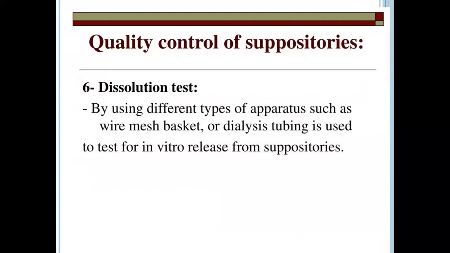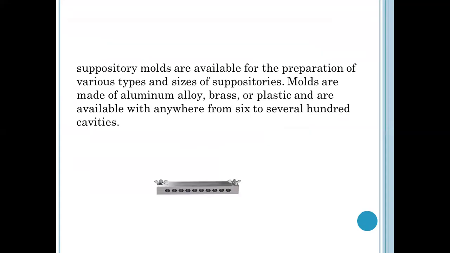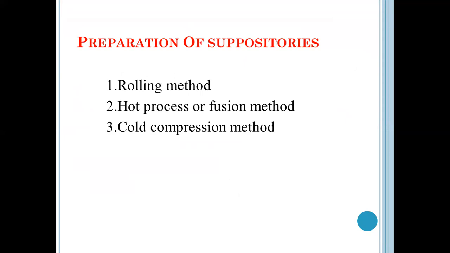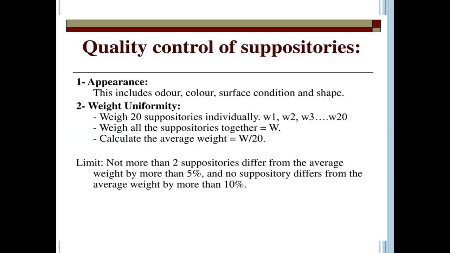Here we complete suppositories. In this chapter we discuss their definition, advantages, disadvantages, their types, where they get inserted from, and new trend of marketed preparations of suppositories: coated, layered, tablet, capsule. And next point is method of preparation, in which rolling method, melt molding or fusion method, also known as hot process method, and last one is cold compression method, in which hot process method or fusion method is the important one. And after that we discuss their storage, and last point is quality control tests for suppositories.